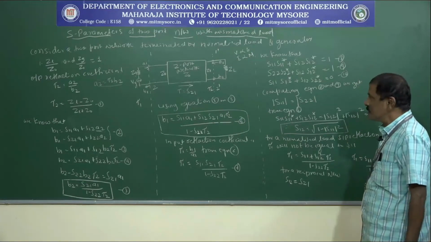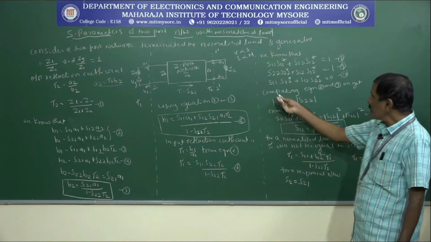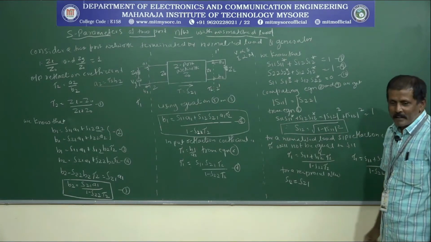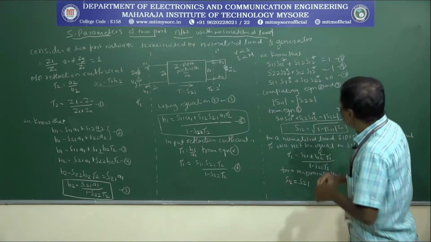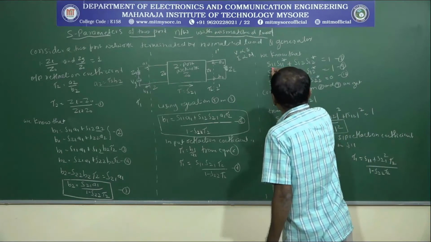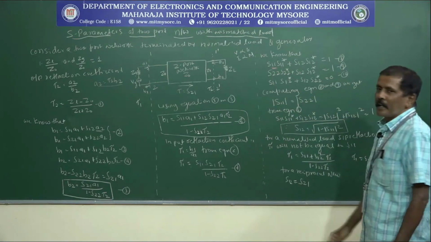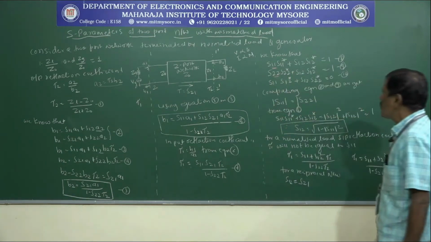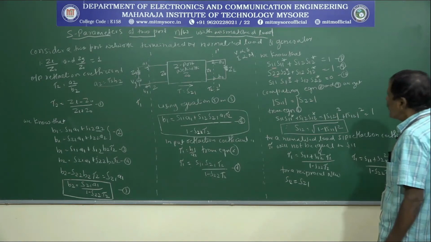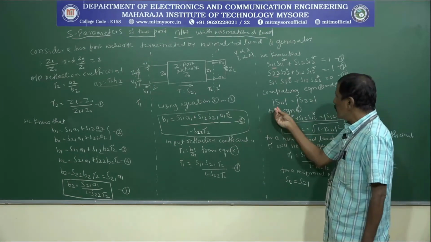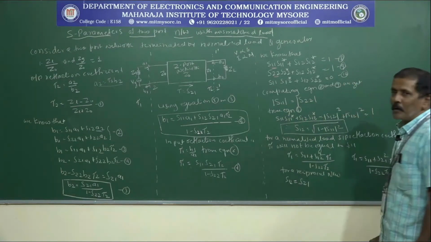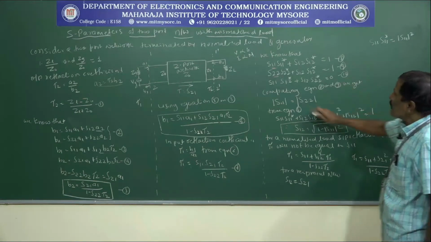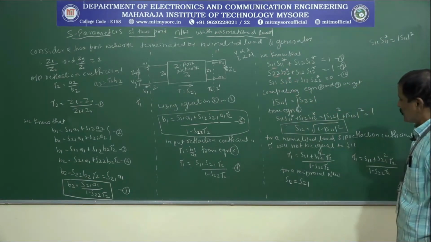Once you write these equations, we will compare equation 8 and 9. If you compare equation 8 and 9, here you can observe we have the S11 term, and here you can observe the S22 term. Then we can say that S11 is equal to S22. After comparing equations 8 and 9, we got the values of S11 and S22.